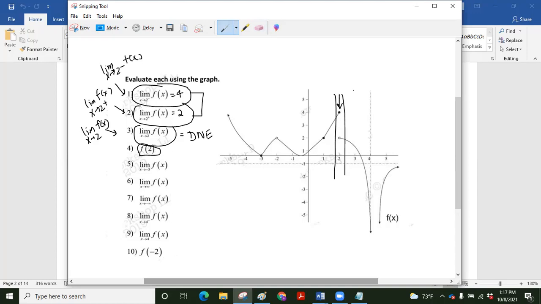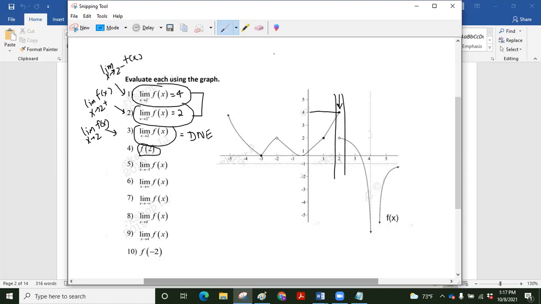If there was an open dot here, we would say that f of 2 is undefined because there's no closed dot in that lane of f of 2. But since there is a closed dot, we're going to say that f of 2 is equal to 4. So if I plug in 2 into the function, I will get a corresponding y value of 4 because there is a closed dot in that lane of 2.